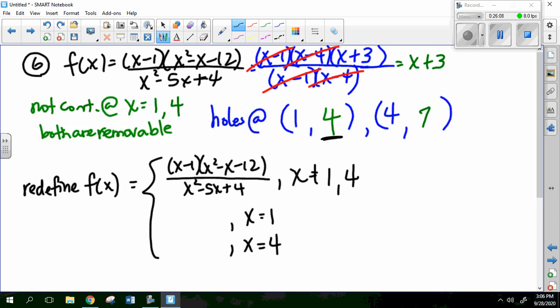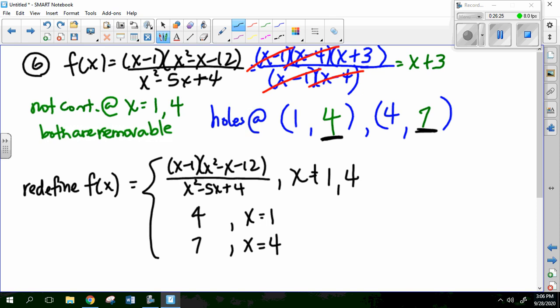So that means I want to use the y values of my holes. When x equals 1, I want my point to be at 4, because that's where the hole was. And when x equals 4, I want my point to be at 7, because originally that's where the hole was.